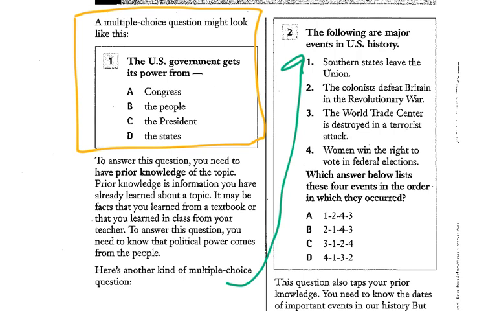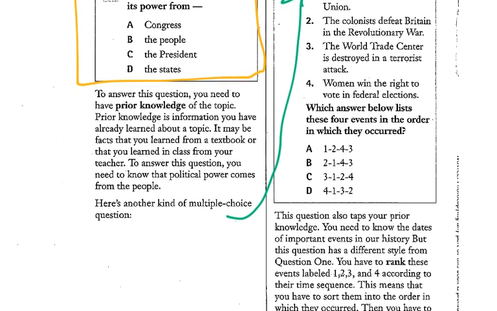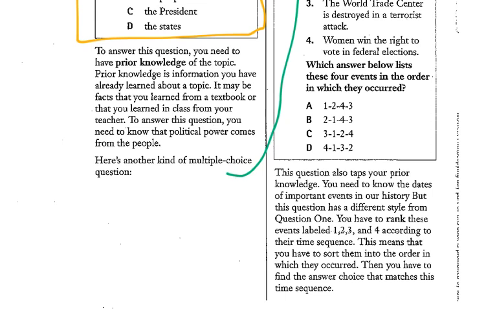So it says this question also taps into your prior knowledge. It's stuff you've already known. You need to know the dates of important events in history, but this question has a different style. You have to rank them, listed 1, 2, 3, and 4 according to their sequence. This means you have to sort them in the order in which they occurred. And then you have to find the answer choice that matches this time sequence, which is stuff you guys have all done before.